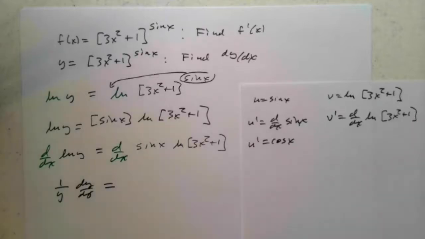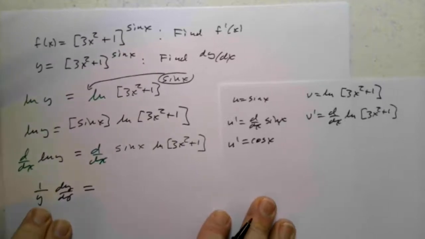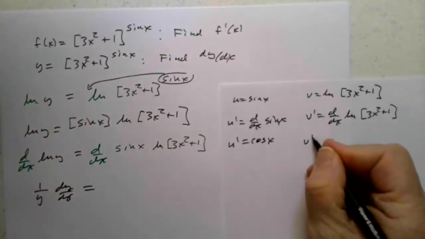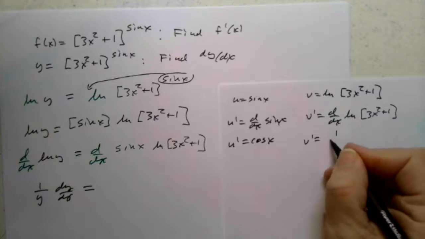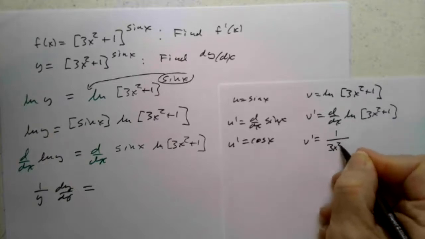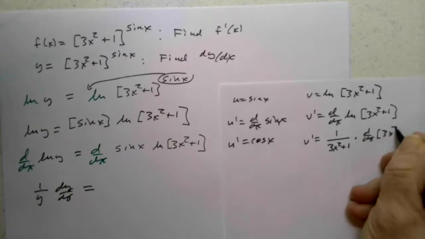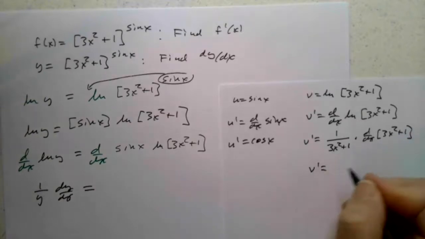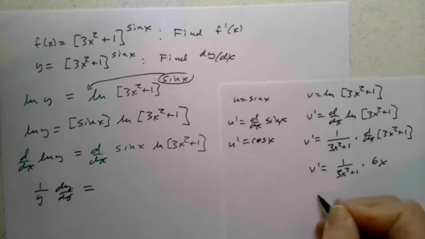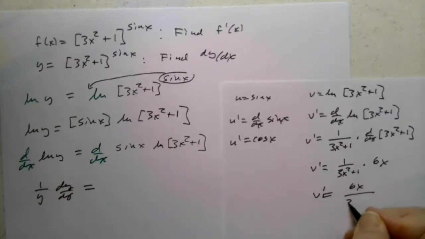v prime is the derivative with respect to x of the natural log of 3x squared plus 1. We know the derivative of the log of something is 1 over the something times the derivative of the something. So 1 over 3x squared plus 1 times the derivative with respect to x of the something. What does that give me? v prime is 1 over 3x squared plus 1 times 6x, or v prime is 6x over 3x squared plus 1.